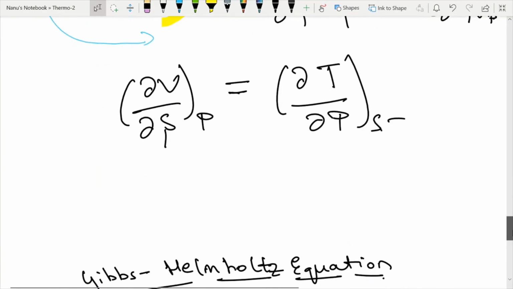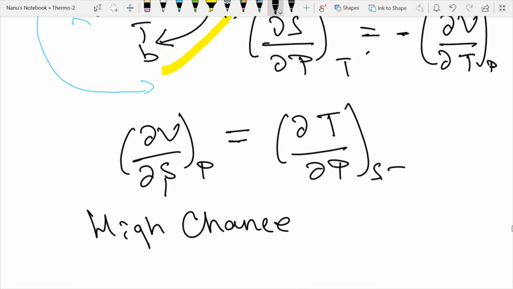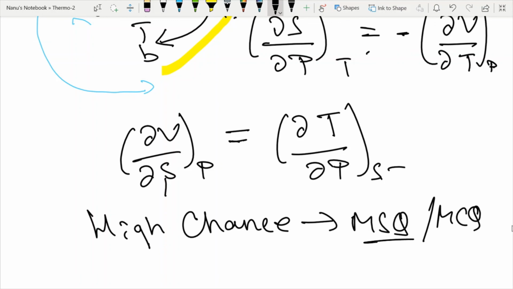This will definitely, I can't say definitely, obviously no one can say, but this has a very high chance of coming in your MCQs because I've seen it so many times. This is asked for 1 mark, 2 marks, MSQ or MCQs you can ask, right?